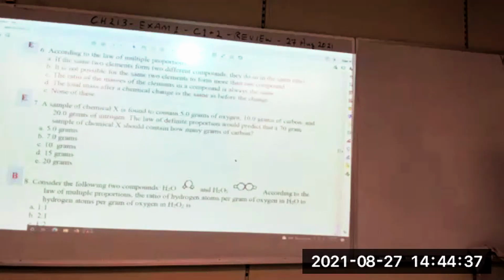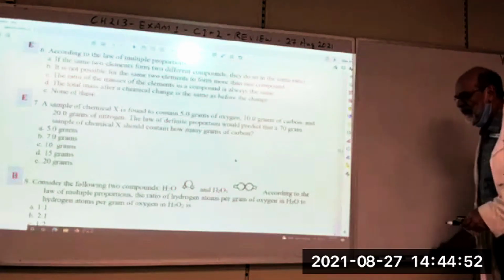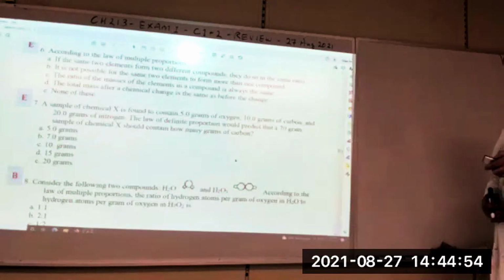If we looked at it the other way, the way the definition was given, then we hold hydrogen constant. And then the oxygen ratio would be 1 to 2. Right? So you have to pay attention to the way it's worded, which is not the best for this question.